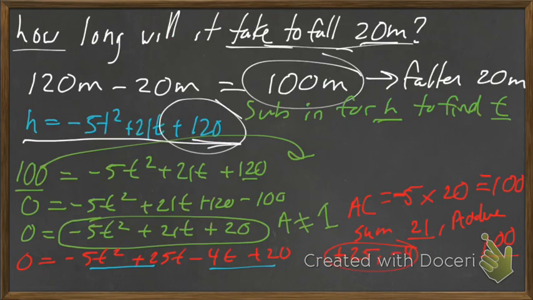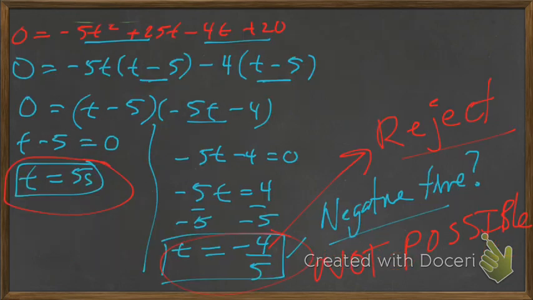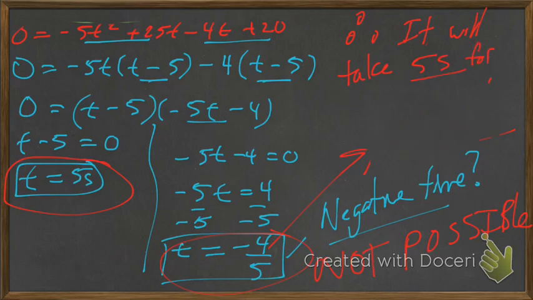So going back to the question, how long will it take to fall 20 meters? Therefore, sorry about that. It will take 5 seconds for, I'm going to get rid of this reject part, the ball to reach 20 meters. All right? So there's the answer to that question.